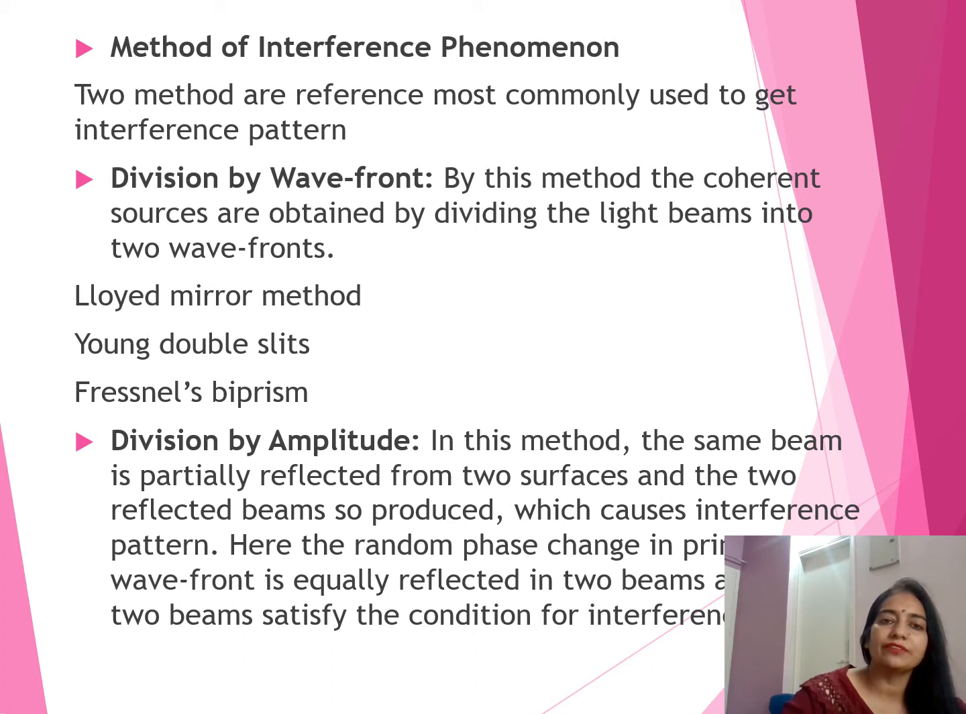And how do we identify interference due to division by wavefront and division by amplitude? If the interference pattern is obtained on a screen, then it is division by wavefront. If the interference pattern is observed in the thin film itself, then it is known as division by amplitude.